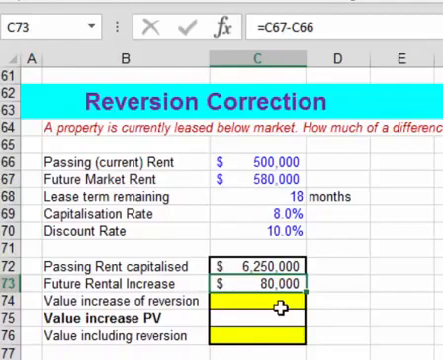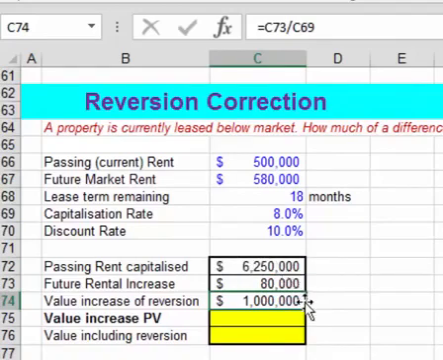Okay, let's look at the value increase of the reversion. Now what that is simply capitalizing this future rent increase. That's quite easy. What it says is that if we have $80,000 and we capitalise that at 8%, that's worth $1 million to us. However, the problem with this $1 million is that while it's going to add to the capitalised value of the passing rent, we have to wait for it to happen.